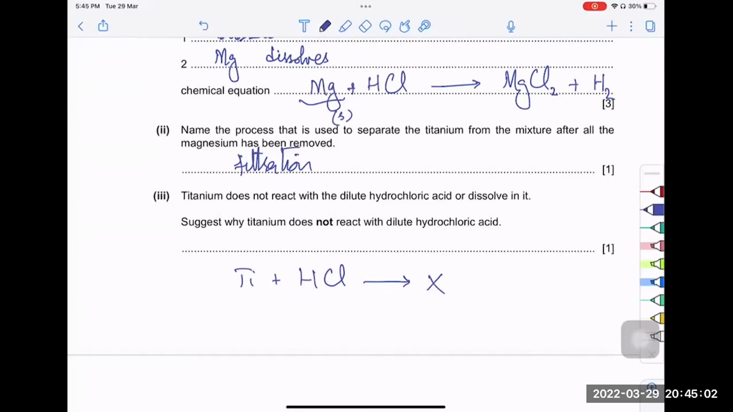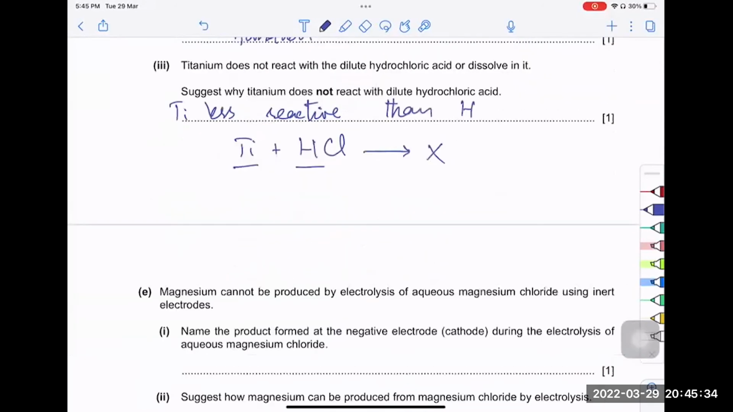It's less reactive. And then hydrogen. Yes, Sumar, you're right. So yes, that was Rabia, right? So it is less reactive, but you have to specify what it is less reactive than. So titanium is less reactive than hydrogen. Why hydrogen and not chlorine? Because titanium makes a positive ion, hydrogen makes a positive ion. So they're going to displace each other if they could, but यहाँ पे तो नहीं होगा.